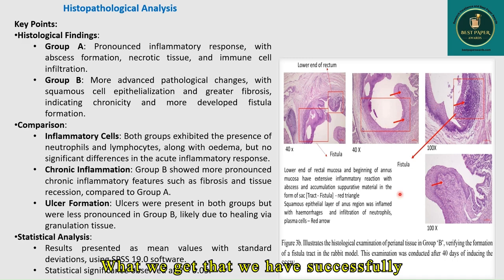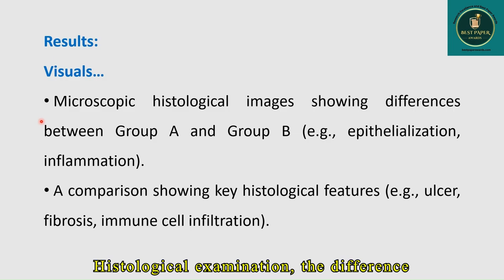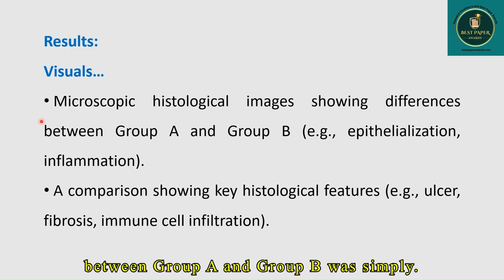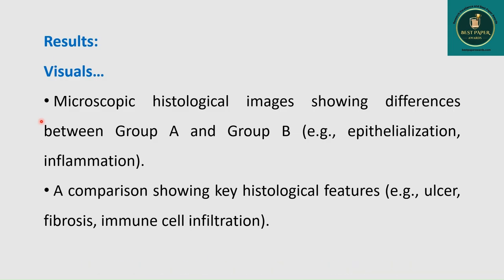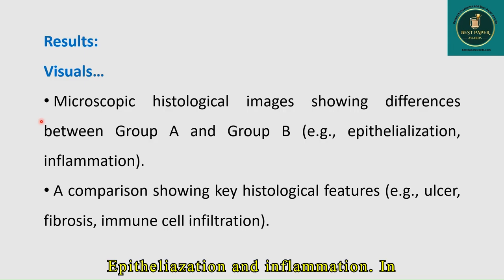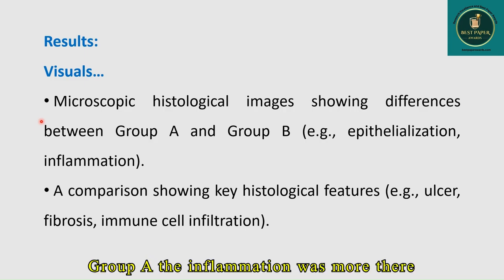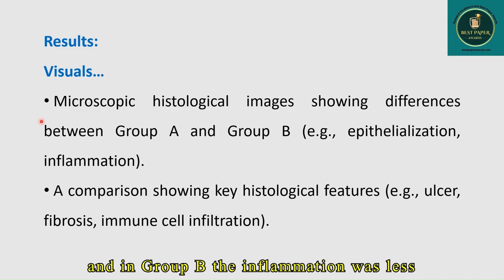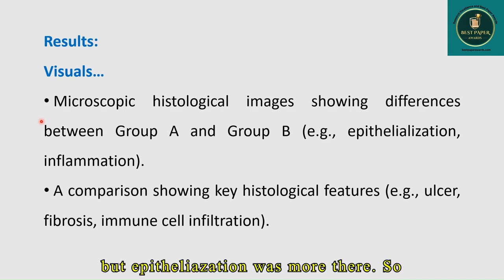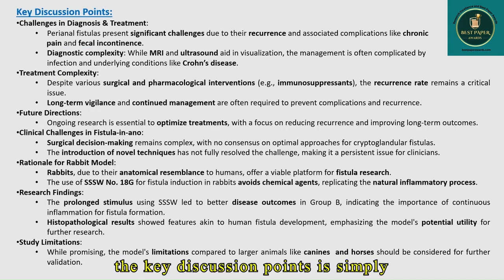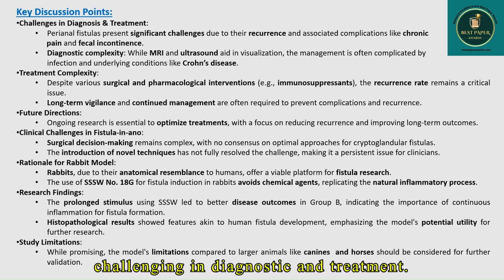What we get is that we have successfully created fistula in ano after 40 days of induction with epithelialization without any chemical use. If we see the histological examination, the difference between group A and group B was simply epithelialization and inflammation. In group A, the inflammation was more, and in group B, the inflammation was less, but epithelialization was more. So the key discussion point is that it is simply challenging in diagnosis and treatment.